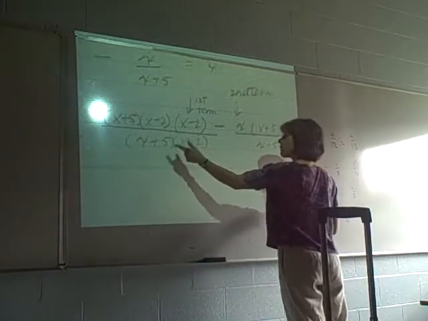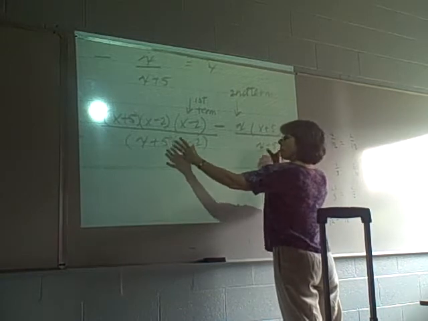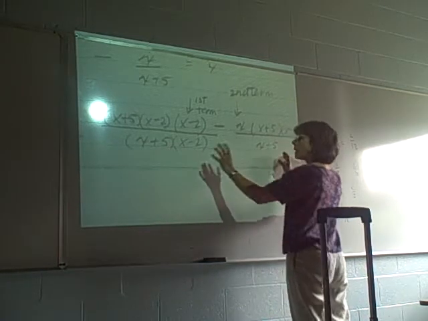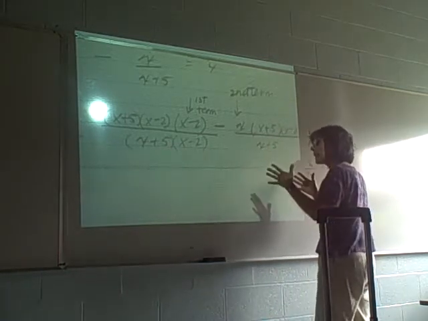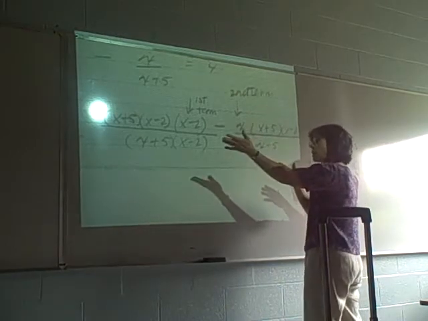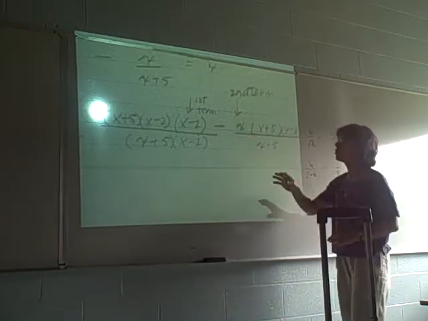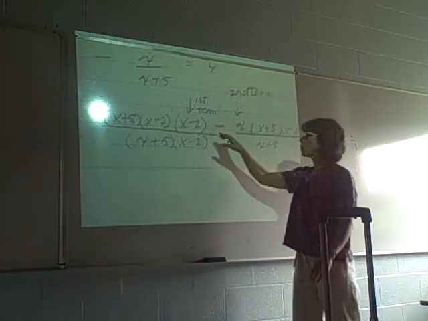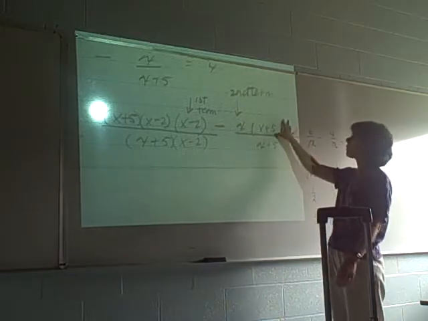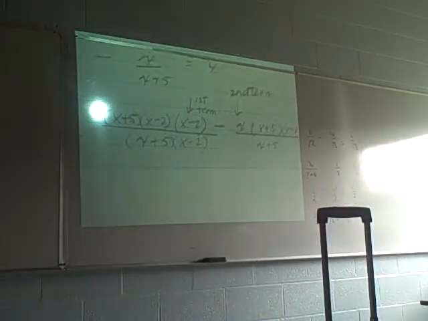Okay. This is, I just factored this. These were my factors in the denominator. I determined that the LCD is x plus 5 times x minus 2. So I'm multiplying the first term. And here is my second term, so I'm multiplying my second term.